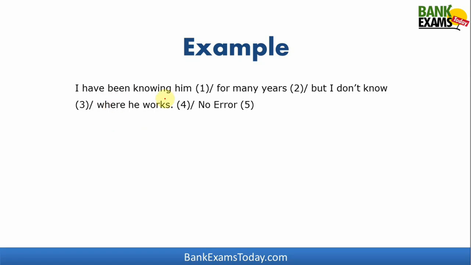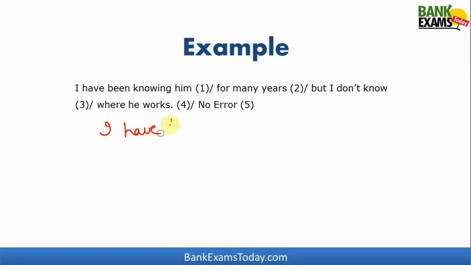"I have been knowing him for many years, but I don't know where he works." Now, you will be thinking that "for many years" is the indefinite time period given in this sentence. But if you read the sentence, "main usse janta hoon bahut saalon se." You don't say मैं उसे जान रही हूँ या जान रहा हूँ. That activity is not perfect continuous, right? So मैं उसे जानता हूँ या फिर जान चुका हूँ.